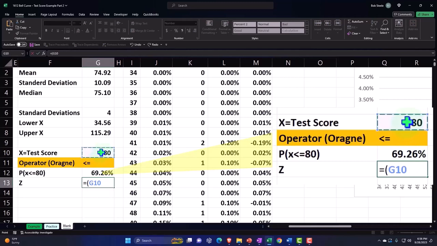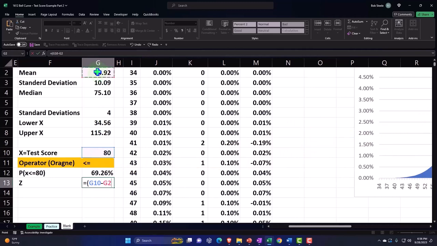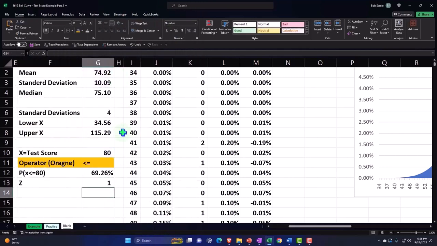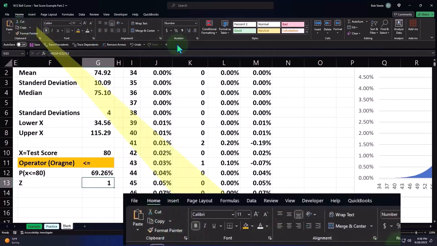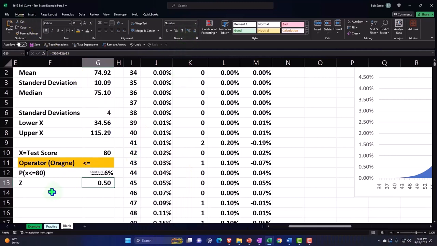So it's going to be the 80 minus the midpoint. Notice we're talking about difference from that middle point, closing up the brackets, divided by the standard deviation, right? So we're taking the score that we're looking for minus the middle point, divided by the spread number, the standard deviation. I'm going to say enter, and we get a Z, and if I go home tab, number, of 0.5. So now we're representing this in Z scores.